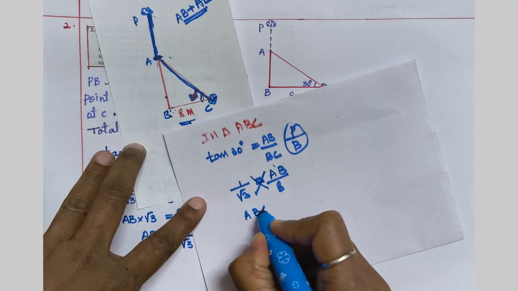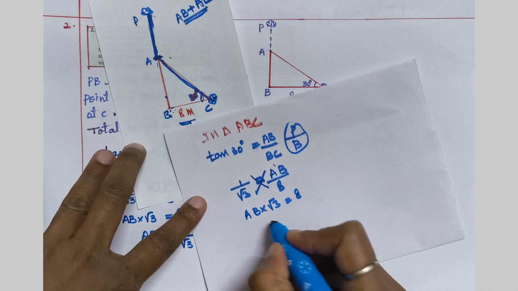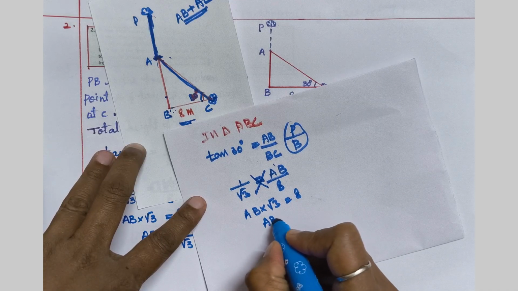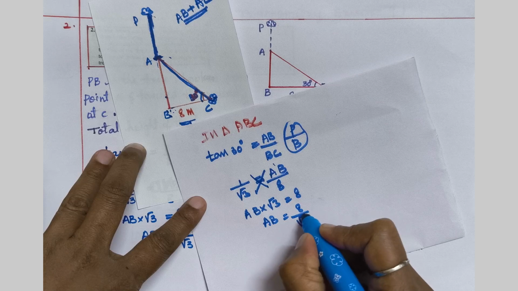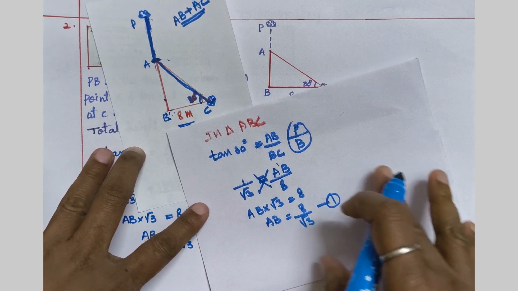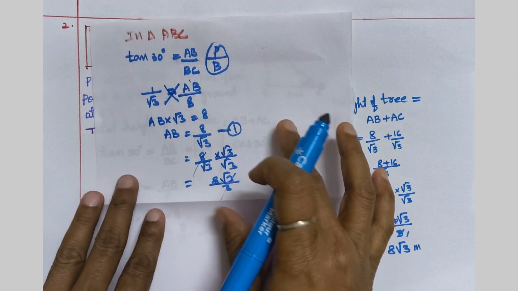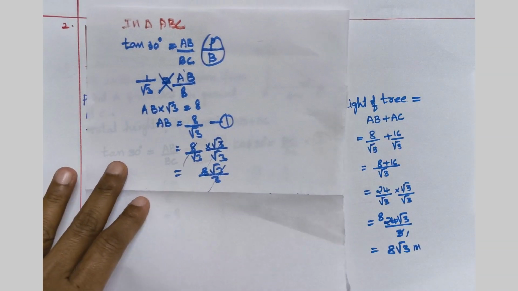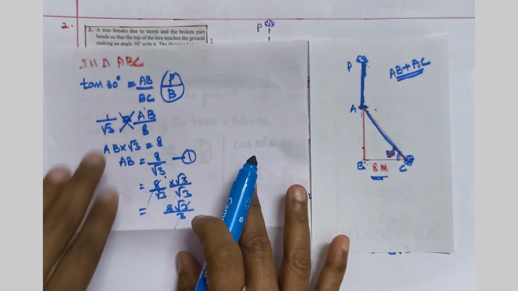AB into root 3 is equal to 8 into 1, 8 only. So now AB is equal to 8 by root 3. Now you got the AB value, 8 by root 3. Now the AB distance, what answer did you get? 8 by root 3. Keep it to one side.